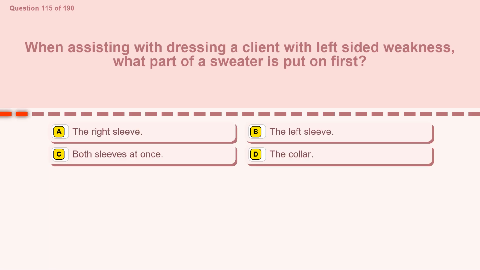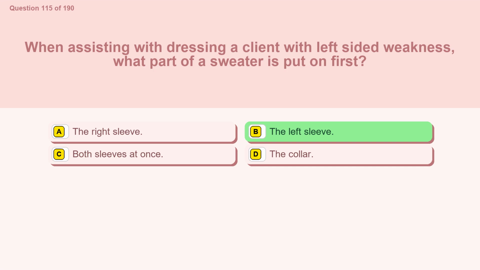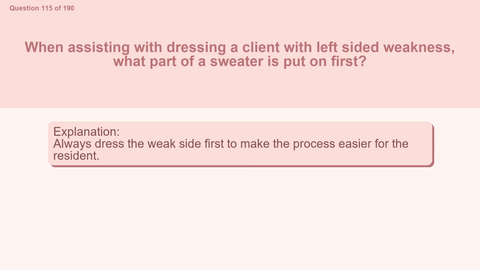Question 115. When assisting with dressing a client with left-sided weakness, what part of a sweater is put on first? Option A, the right sleeve. Option B, the left sleeve. Option C, both sleeves at once. Option D, the collar. The correct answer is option B, the left sleeve. Always dress the weak side first to make the process easier for the resident.